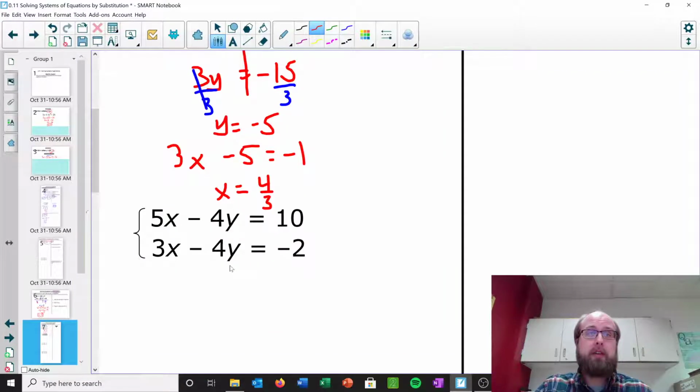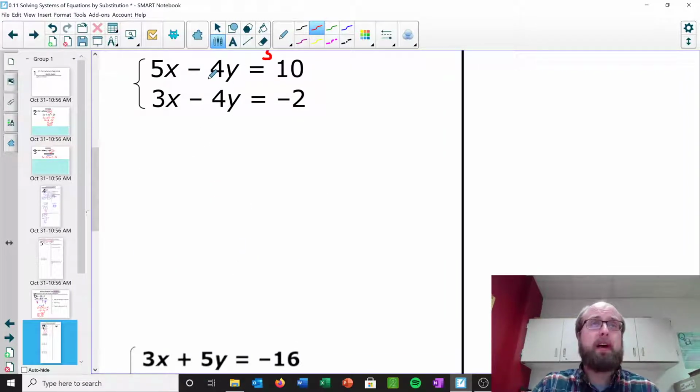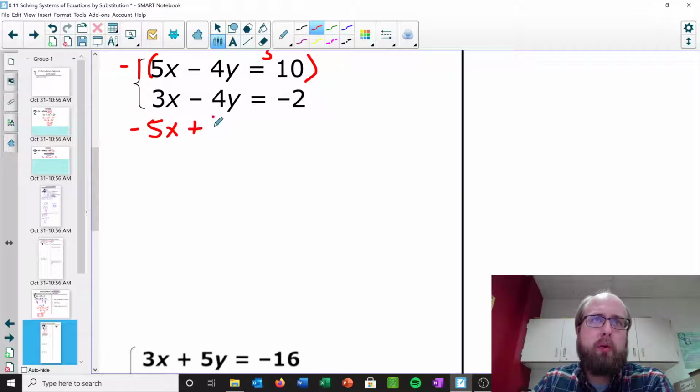All right, let's look at another example. So this one I have 5x minus 4y equals 10, 3x minus 4y equals negative 2. Stop for a second and just think to yourself, how could we make it so either the x's or the y's cancel? All right? So hopefully you made a kind of decision of what you think you'd do here. What I would do is take this top equation and multiply by -1. And let's see what that does. So I got to distribute it everywhere. We'd have -5x plus 4y equals -10.